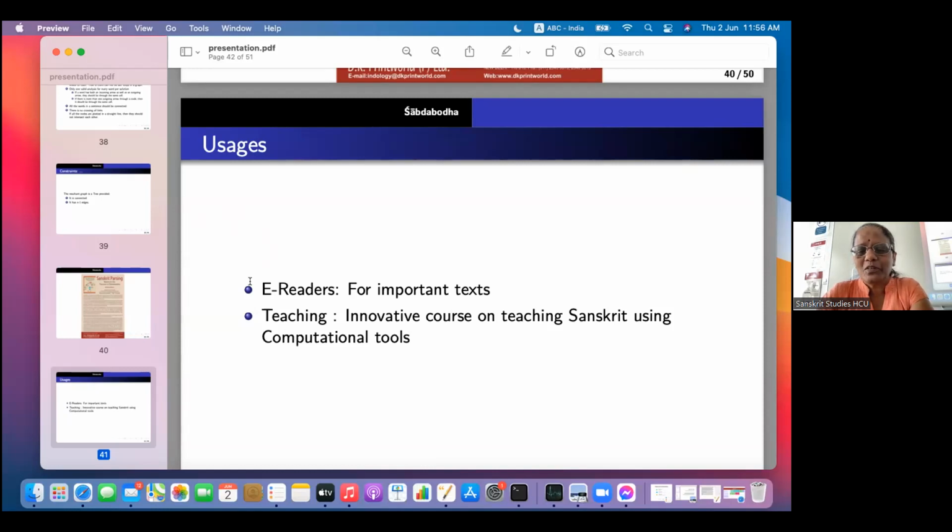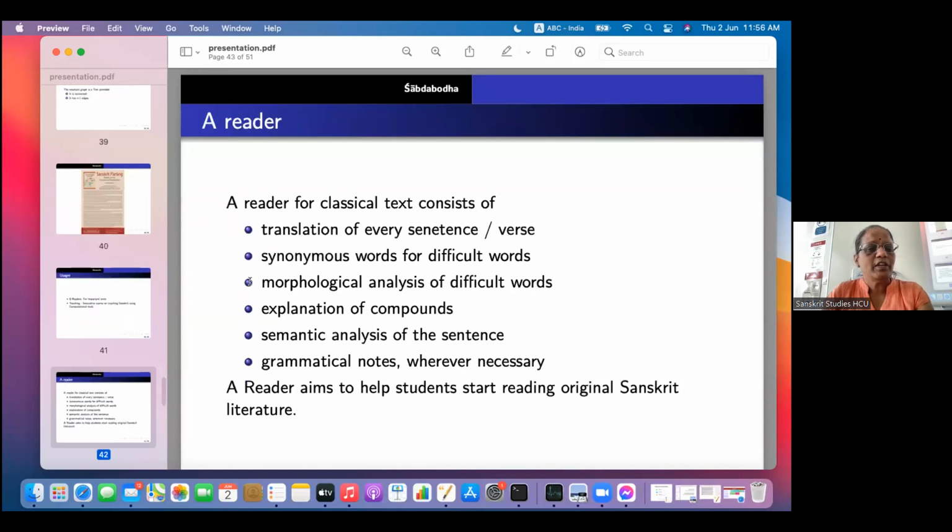And we have used these tools for teaching Sanskrit. So we have designed an innovative course where we teach Sanskrit using the computational tools. And there we use both the Dandanvaya as well as Khandanvaya, the two methods of teaching or understanding the Sanskrit text.